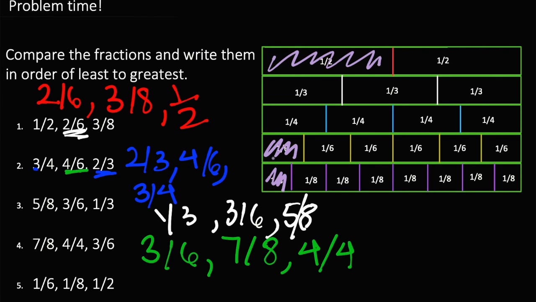So we all see that 1/8 is the smallest, and then it's 1/6, and then 1/2. So we can write that down in order: 1/8, 1/6, and then 1/2. So that's how you do it with the fraction strip. As you get along, you won't need to do this, and you'll start remembering them, but it's good to use this for practice as we start.